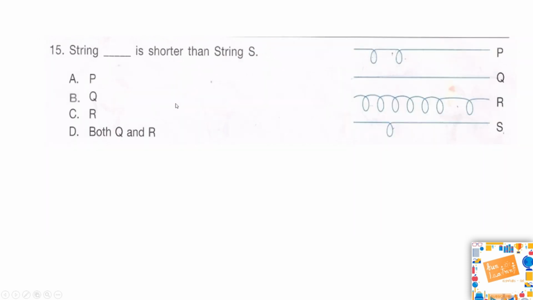Next question. String dash is shorter than string S. These are the 4 strings given. You need to choose the right answer that will fill in the blank. Is it option A P? Is it option B Q? Option C R? Or option D both Q and R? The time starts now.